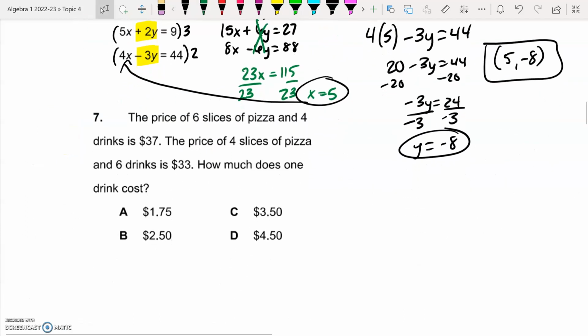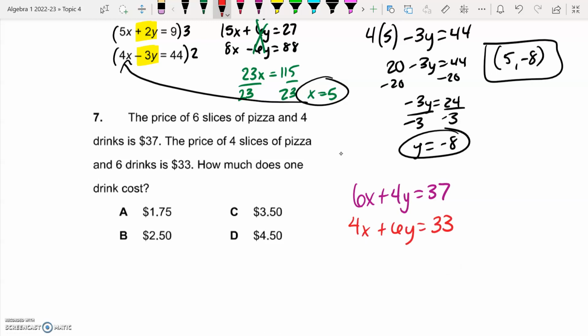Number 7, a little different word problem, but pretty similar. You're going to have an x and a y. So I know it's going to be 6x plus 4y equals 37. The other one's going to be 4x plus 6y equals 33. Just realize that your x is pizza. Your y is drinks. So it says how much does one drink cost.